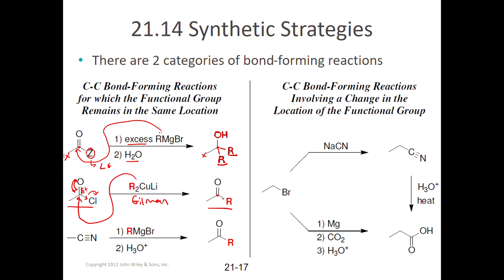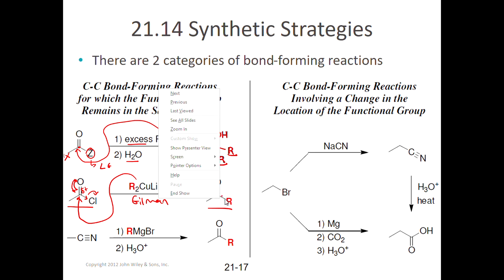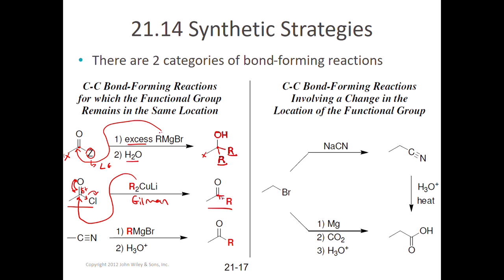Here, now that the R group's there instead of a chloride, it's donating electrons through induction. And so the amount of partial positive here is much smaller, and there's more sterics. So it's much harder, especially with 2 R groups, for the Gilman to come in there and attack, and we don't expect any further reaction to occur.